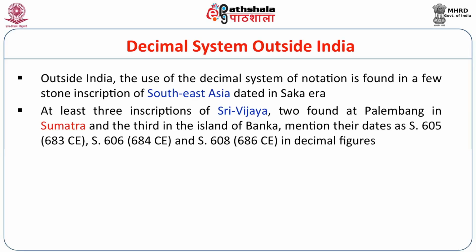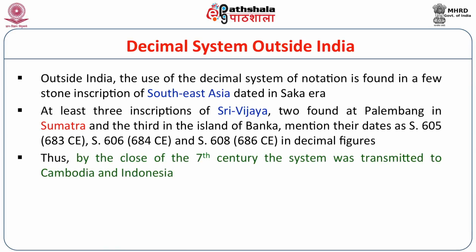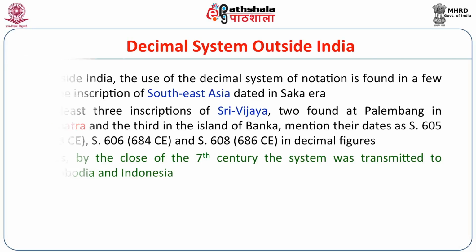So the numerical system of notation was not practiced in some of the Southeast Asian inscriptions, and from the later part of the 7th century Common Era, we find the perfect use of the decimal system in Southeast Asia. Thus, by the close of the 7th century, the system was transmitted to Cambodia and Indonesia.